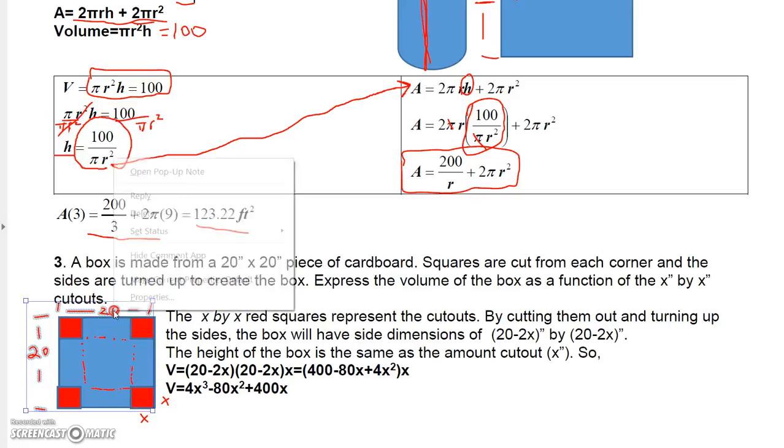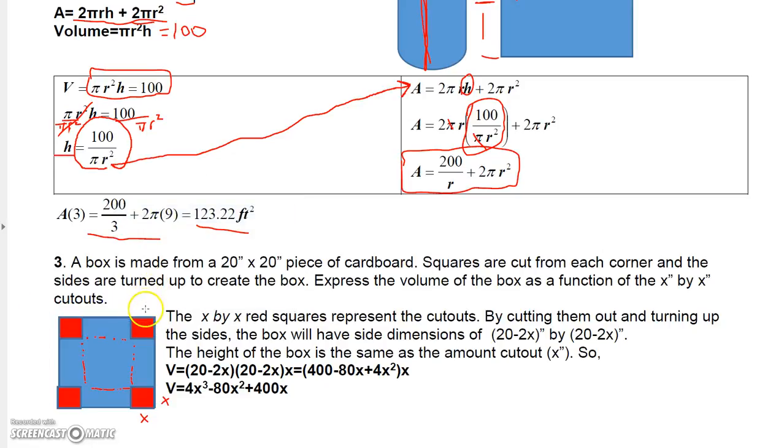Now, here's what's going to happen. If I take x away from here, and I take x away from here, then the dimension that I'm going to have for my box is actually going to be 20 minus 2x, because the total distance across is 20 units, and then this is x and this is x, and that's going to be cut out. So I'm going to have 20 minus 2x, and that's going to be true on all four sides. So the box is going to be 20 minus 2x on each side.